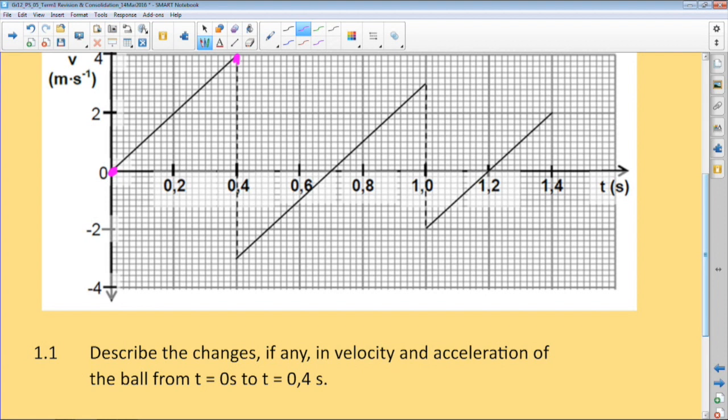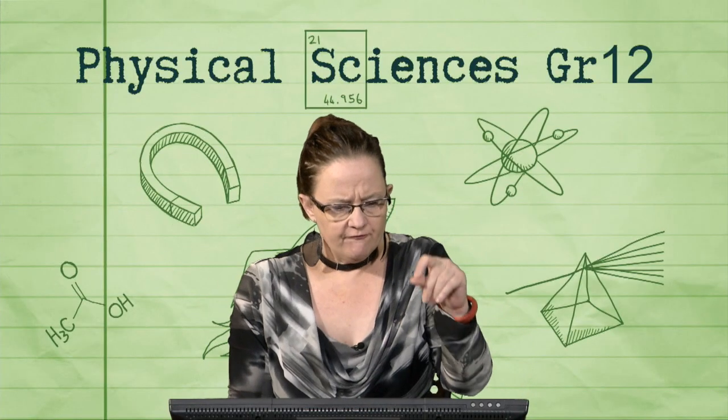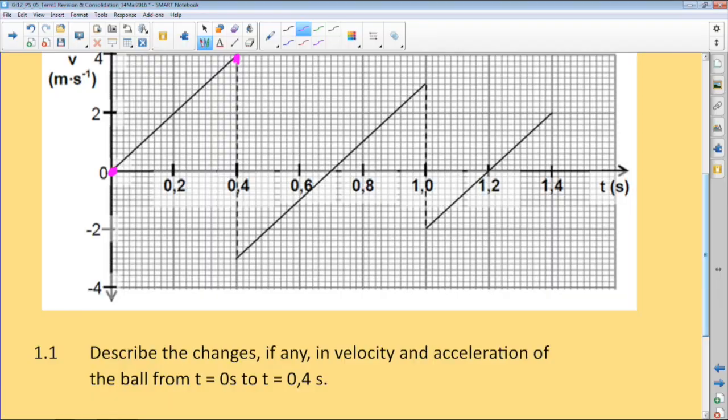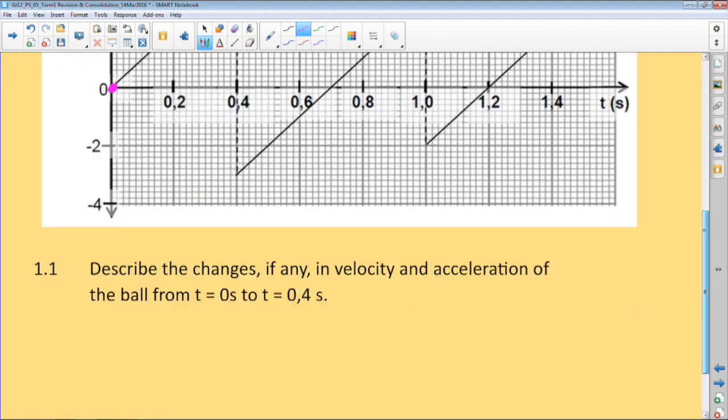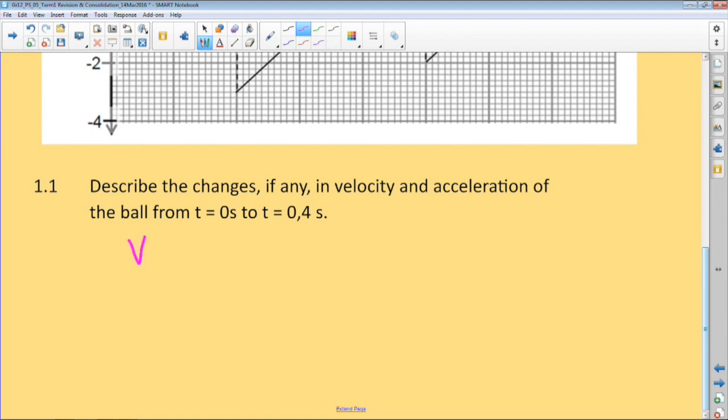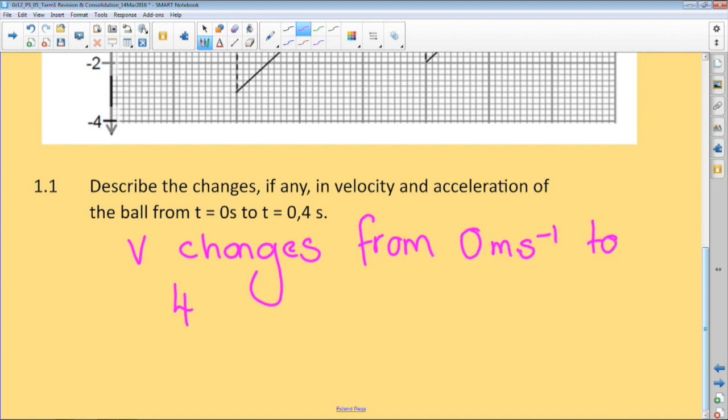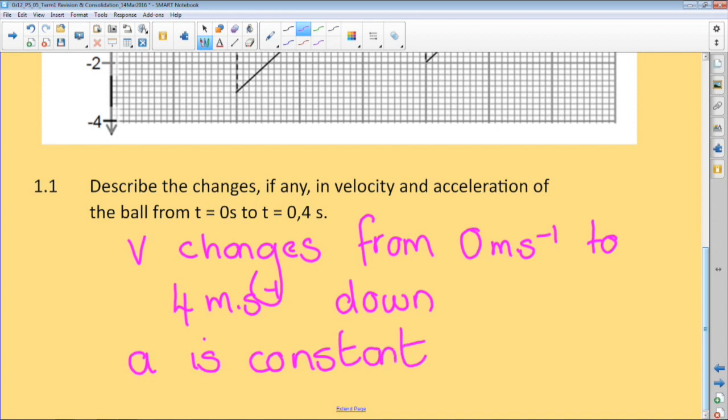So acceleration's not going to change, and it's accelerating due to gravity, so it's going to be 9.8 meters per second squared, down. Velocity is going to go from 0 to 4, down, okay? So velocity changes, okay, from 0 meters per second to 4 meters per second, and it's going down. That doesn't change. Acceleration is a constant 9.8 meters per second squared down.